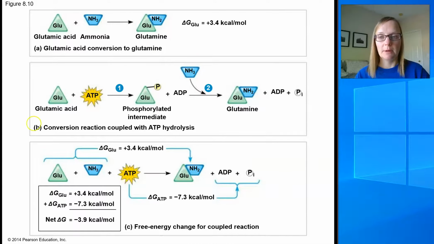So let's walk through it. All right, so we're starting with the glutamic acid, which is one of the reactants of the endergonic reaction, and ATP. We're going to break the ATP, hydrolyze it. So that means we're going to take off that last phosphate from the ATP and we're going to give it to the glutamic acid. And so now here we have the glutamic acid with a phosphate group added to it. This is our phosphorylated intermediate.